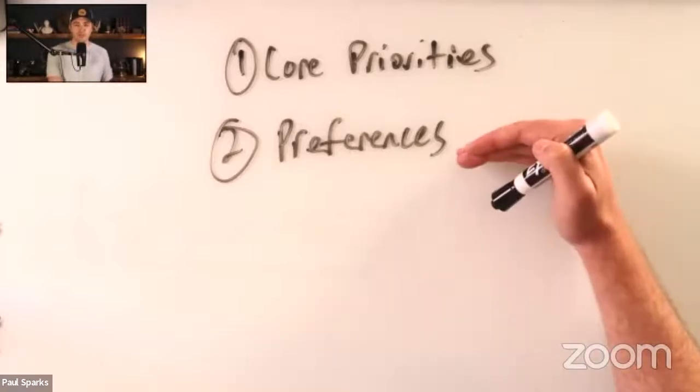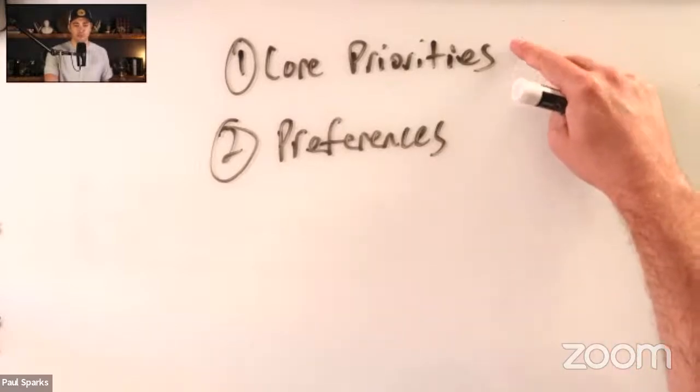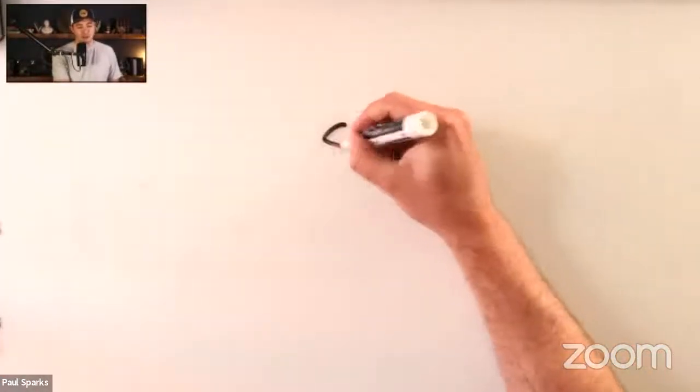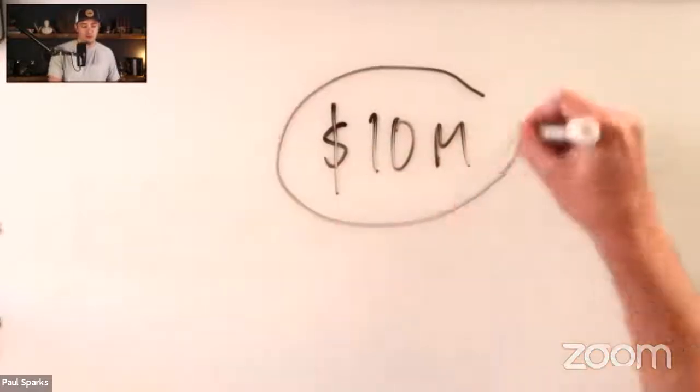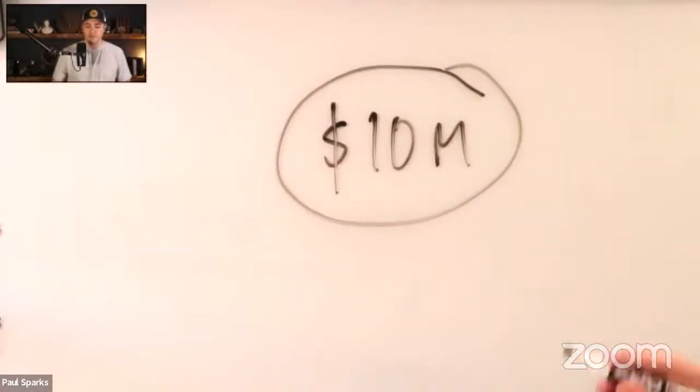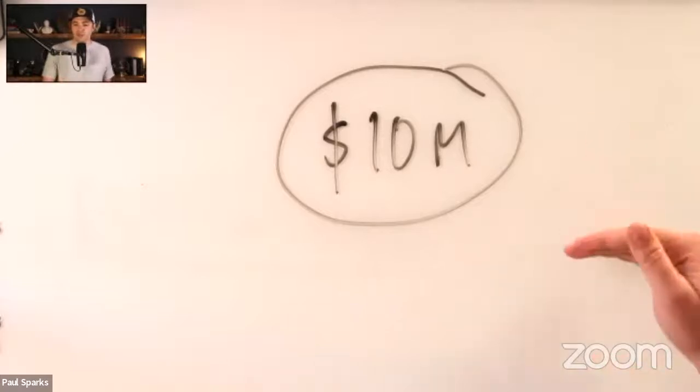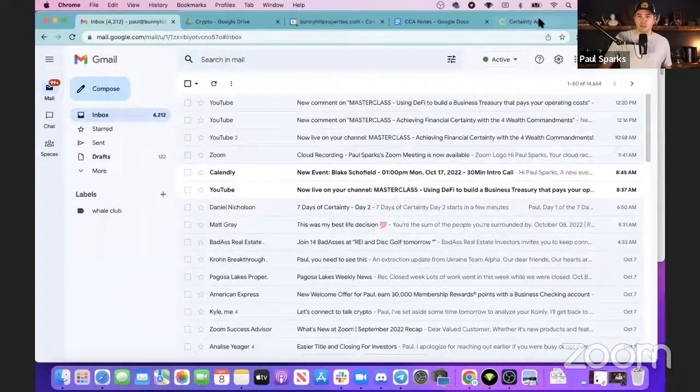Add those up. Take your core priority number, and now you've got your solvable problem number. This is your endpoint. Again, I'm just going to throw 10 million up here. Let's say you've got $7 million in core priority numbers and then $3 million in preferences. Okay. Point is, figure out what that number is. And this is where it gets fun. Now I'm going to share my screen and show you guys the Certainty app.